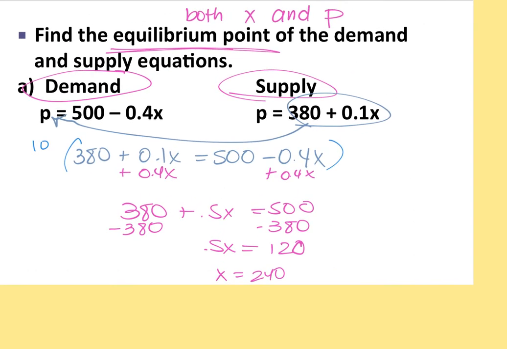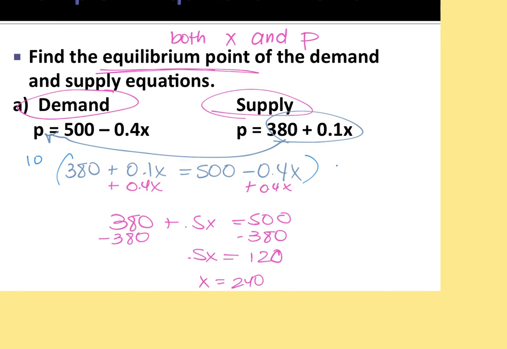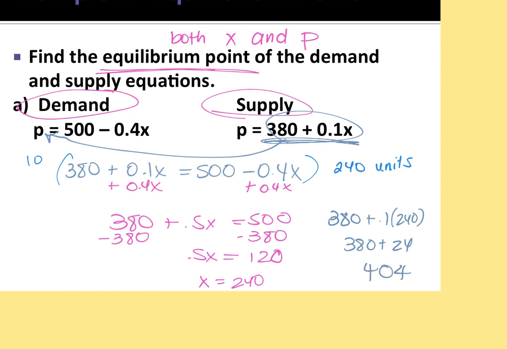Do we just plug it into whatever? So now you want the p, and you can plug it back into either of them. Yep. So the number of units is 240. But we also want to know the price per unit. So we take and plug it back in. I would say 0.1 is easier because you only have to move the decimal once, but you could do either. So this would be 380 plus 24, or 404. And that's your price per unit.